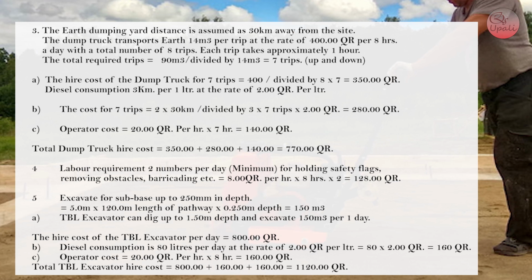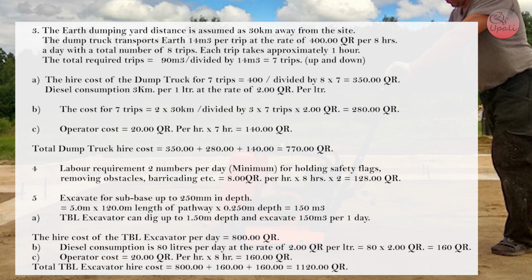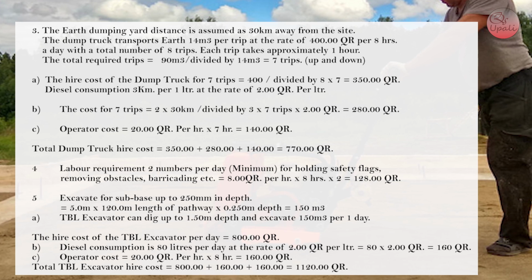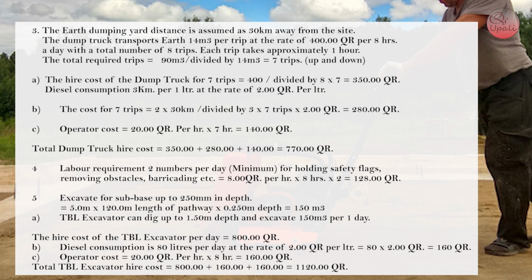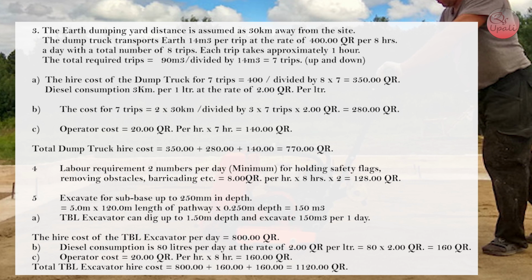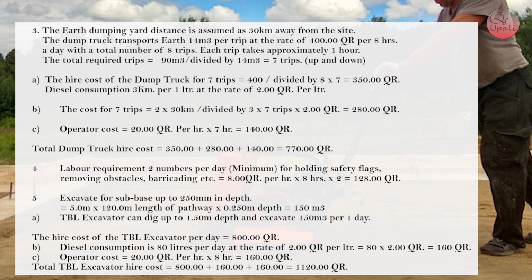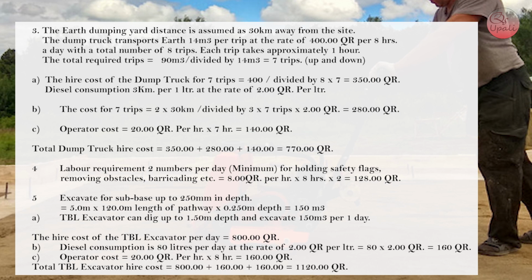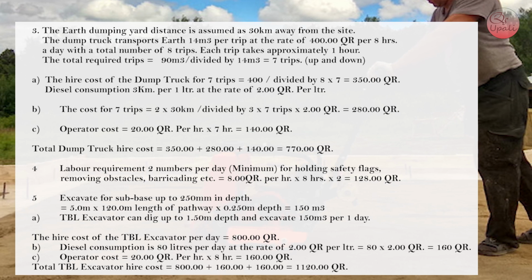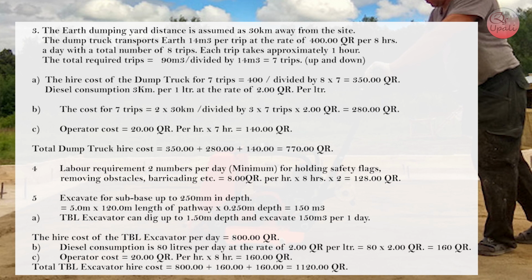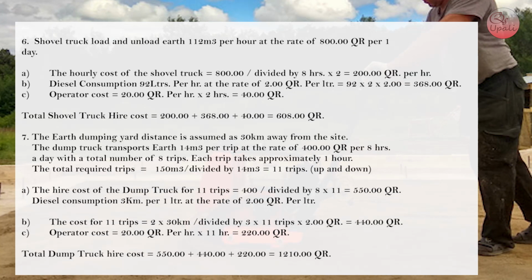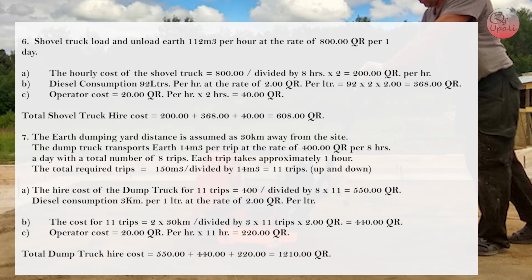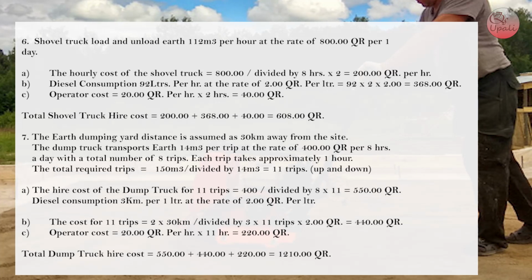B. Diesel consumption is 80 liters per day at the rate of 2 Qatar riyal per liter, 80 into 2 Qatar riyal equals 160 Qatar riyal. C. Operator cost 20 Qatar riyal per hour into 8 hours equals 160 Qatar riyal. Total excavator hire cost equals 800 plus 160 plus 160 equals 1120 Qatar riyals. 6. Shovel truck load and unload earth 112 meter cube per hour at the rate of 800 Qatar riyal per 1 day.